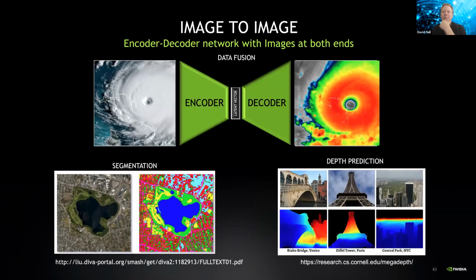A common and useful type of encoder-decoder is one that takes images as both inputs and outputs. The important information in the image is compressed and encoded in its latent vector, and a decoder takes that latent vector to construct a related image on the output end. If the input and output images are the same, then it's called an autoencoder. But the input and output images can be very different, so long as they have something in common. This setup can be used for image segmentation, single image depth prediction, data fusion from multiple sources, and many more applications.